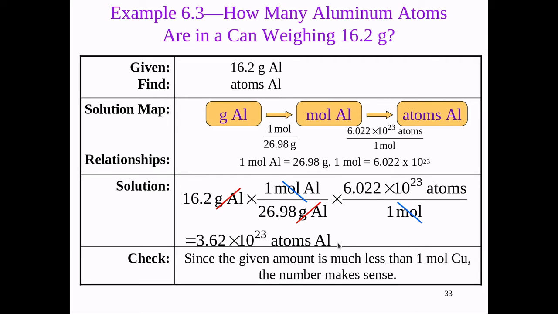If we do our little check, we know that 26 grams is 1 mole of aluminum. We had less than that. We only had 16 grams. So we know that we should have gotten less than the number of atoms that are in a mole of aluminum. And we do, in fact, have that. We have fewer atoms than 1 mole of aluminum.